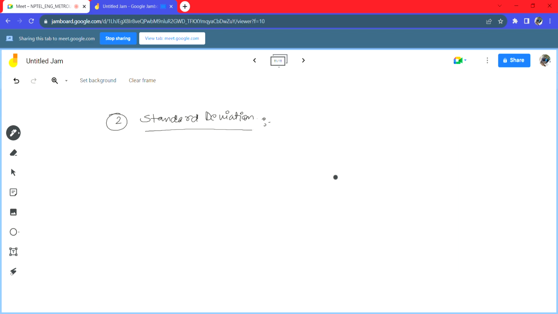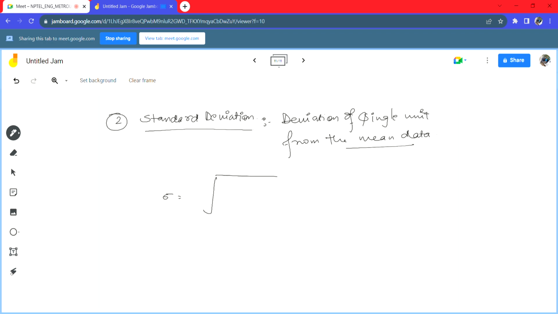So this standard deviation is the deviation of a single unit from the mean of the data. So we define the standard deviation as the square root of the summation of (xi minus mu) whole square upon n.